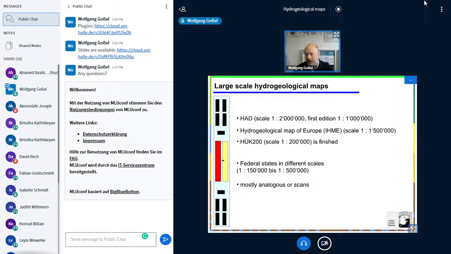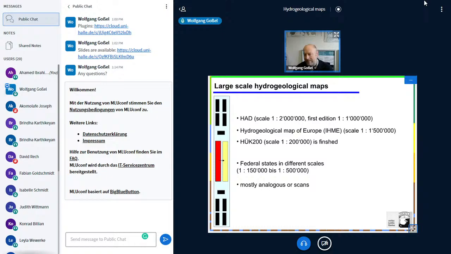There is a map of groundwater recharge and groundwater hydrochemistry, or hydrogeochemistry. In general, there are really a lot of maps, therefore it is a very important database.